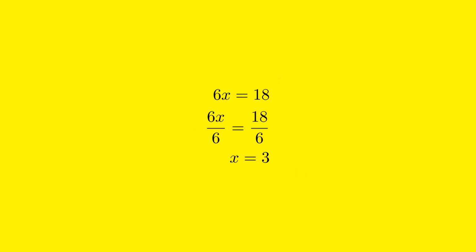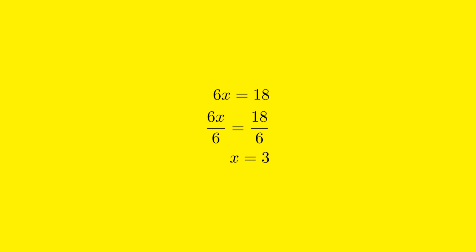To continue solving for the variable x in the equation 6x equals 18, our next step is to completely isolate x by itself. Since 6x means 6 times x, we need to undo this multiplication to solve for x. The inverse operation of multiplication is division, so we divide both sides of the equation by 6 to keep the equation balanced. On the left-hand side, 6 divided by 6 equals 1, and 1 times x is just x. This simplifies the left-hand side to just x.